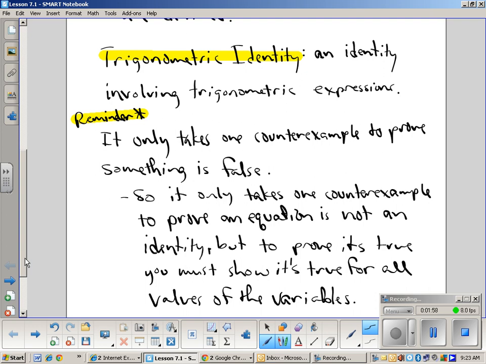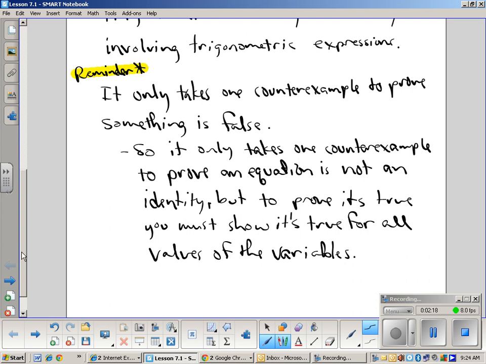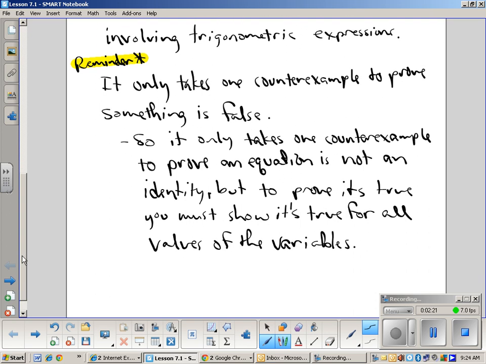So a trigonometric identity is an identity involving trigonometric expressions. And I want to remind you, it only takes one counterexample to prove something is false. So it only takes one counterexample to prove an equation is not an identity. But to prove that it is true, you must show that it's true for all values of the variables.